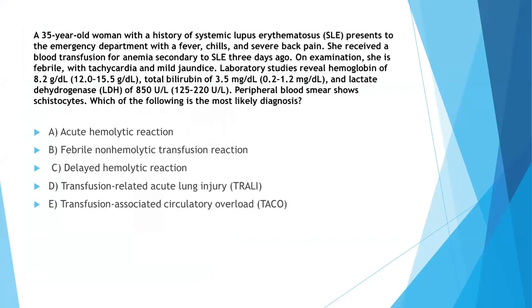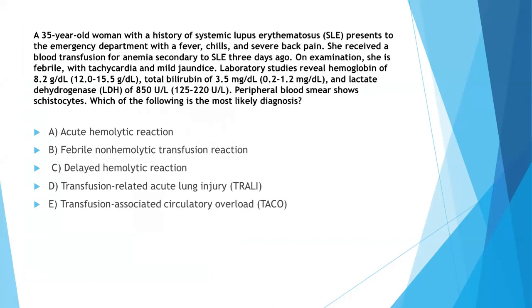So here we have a question. A 35-year-old woman with a history of systemic lupus erythematosus presents to the emergency department with a fever, chills, and severe back pain. She received a blood transfusion for anemia secondary to SLE 3 days ago. On examination, she is febrile with tachycardia and mild jaundice.